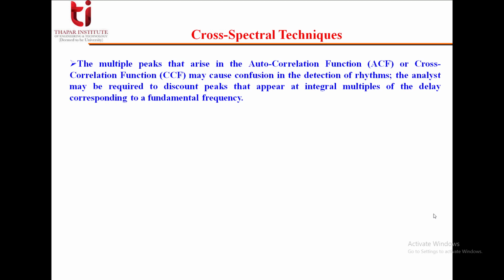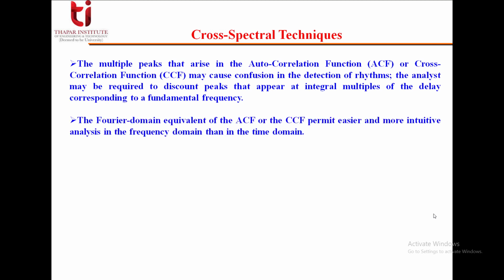So we have seen that the multiple peaks that arise in the autocorrelation function or cross-correlation function may cause confusion in the detection of rhythms. The analyst may be required to discount peaks that appear at integral multiples of the delay corresponding to a fundamental frequency.